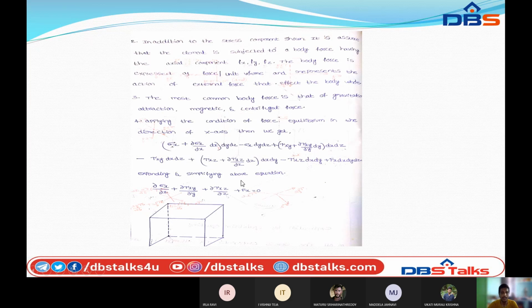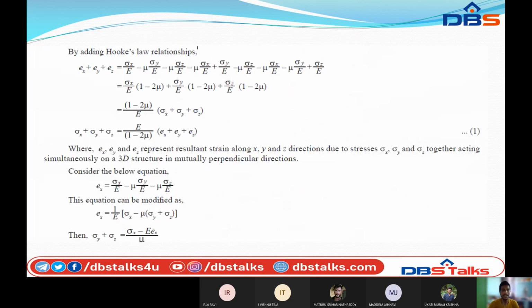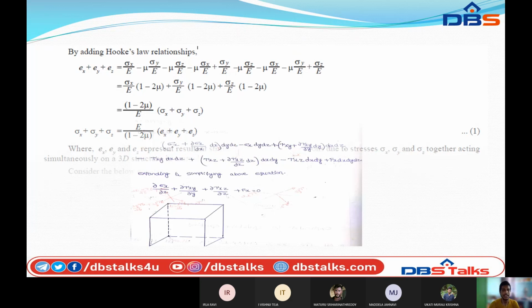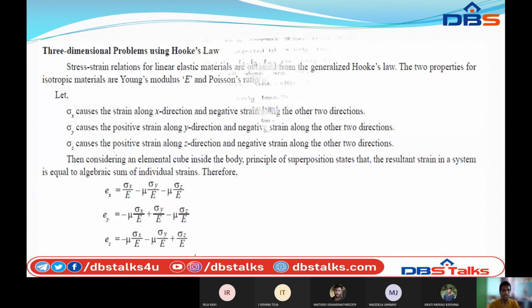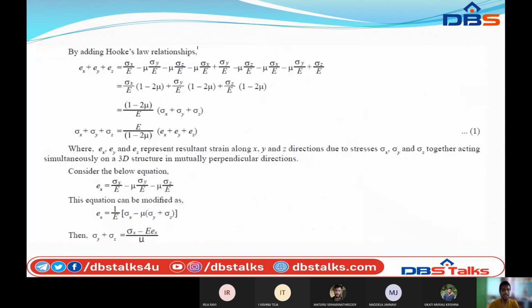This is the force acting on an equilibrium body in horizontal direction. Remember that this is an important equation in the stress-strain relation, obtained by adding the Hooke's law relations. We already know the strain equations for Ex, Ey, Ez. I'm substituting these equations. First of all, I'm writing Ex plus Ey plus Ez.